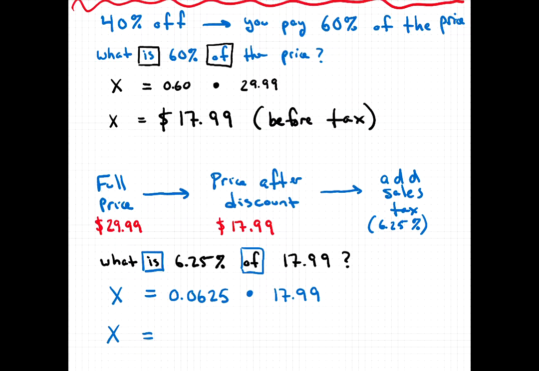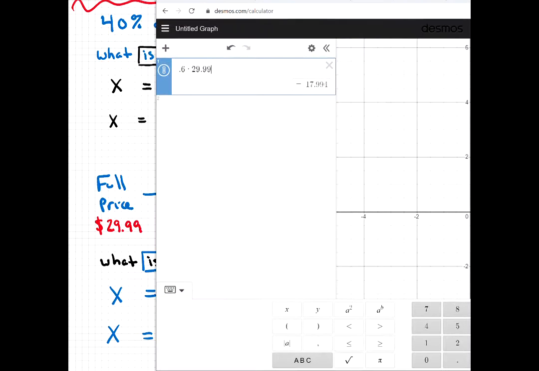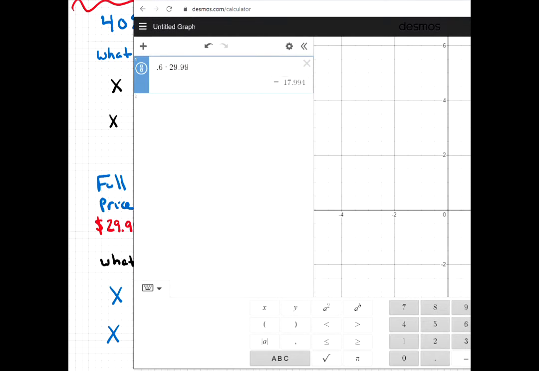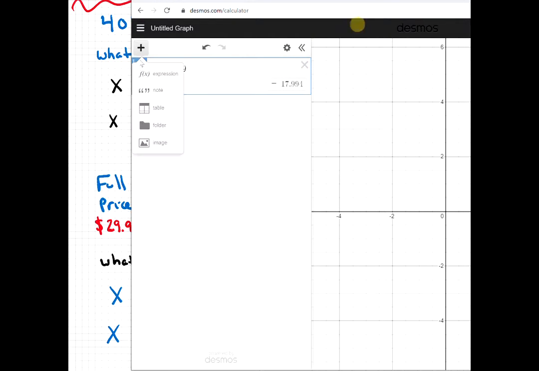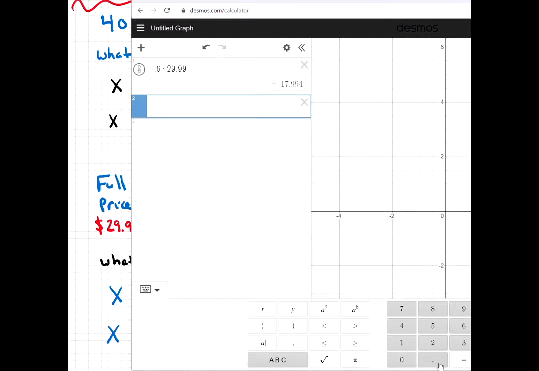Okay, so again, this is a job for the calculator. .0625, and we'll multiply that by the 17.99. Okay, so it looks like 1.124375. Now again, we'll round this to the nearest penny because it's money. So the sales tax looks like it's $1.12.